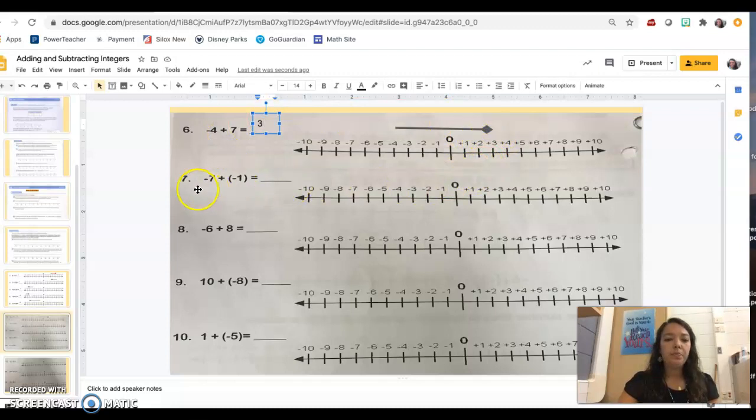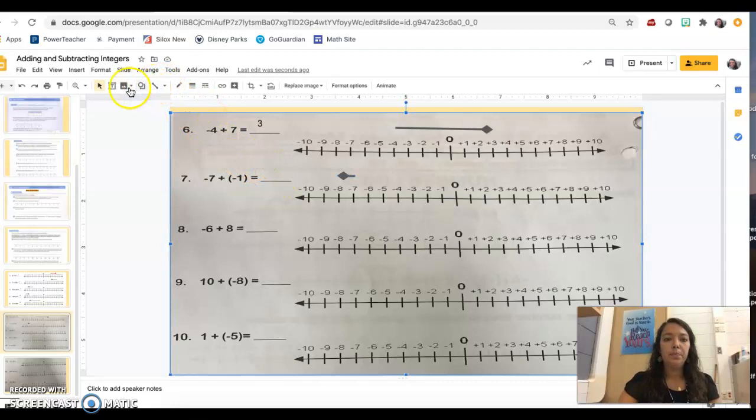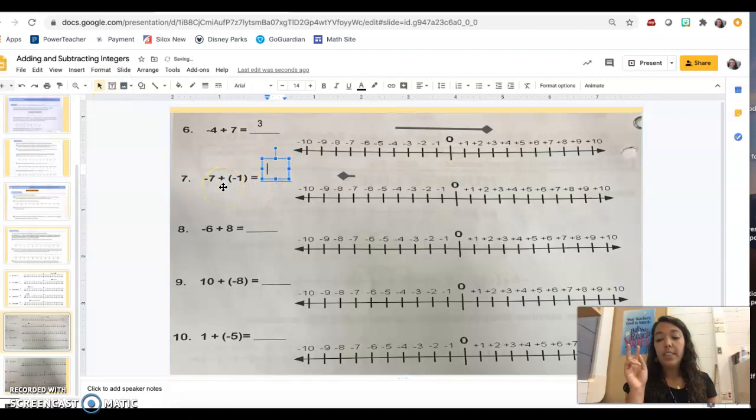And look where we ended up on our number line. The next one is negative 7 plus negative 1. So we're going to start at negative 7. We're adding a negative, so that means we're going left. So we're going to go negative 7 down 1. When we did that, we got negative 8. And when you think about that, they're the same sign, so we keep the sign and add. And that's exactly what our number line got.